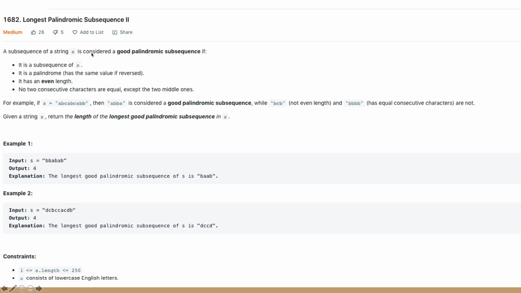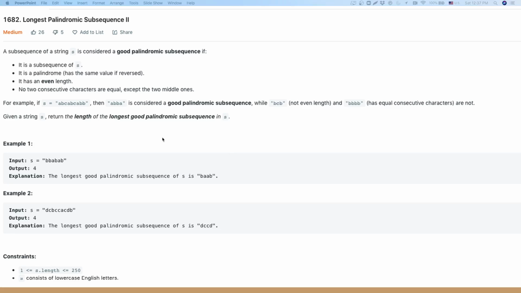A subsequence of a string is considered a good palindromic subsequence if it is a subsequence of s, and it is a palindrome, meaning it has the same value if reversed. So the first two conditions are the same as the previous problem, so we don't care about that. And so here's another condition. It has to be an even length. So this is the first caveat. It has to be even length. And the second caveat is no two consecutive characters are equal except the two middle ones. Except the two in the middle.